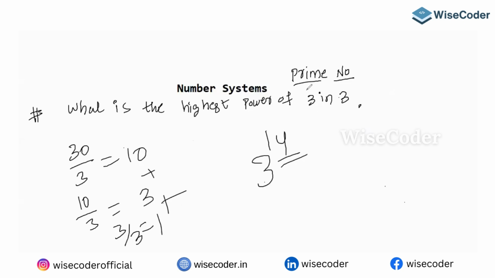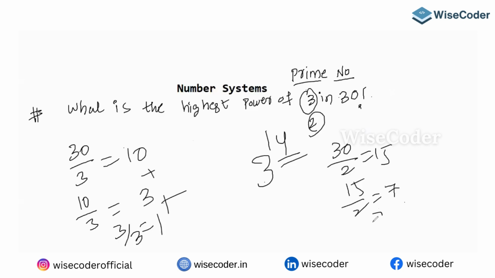In the same question, he may ask you the highest power of 2 in 30 factorial. Then how are you going to do it? 30 by 2, 15. 15 by 2, 7. 7 by 2, 3. 3 by 2, 1. 1 is further not going to be cancelled. So 15 plus 7, 22, plus 3, 25, plus 1, 26. So you can write 2 power 26. This is the highest power. See, guys, the job is pretty easy if you know the logic properly.